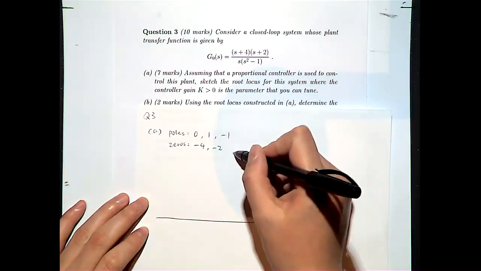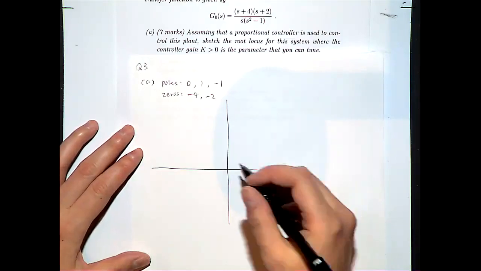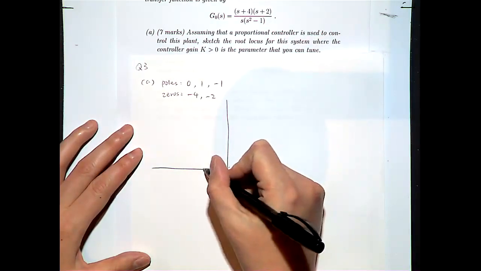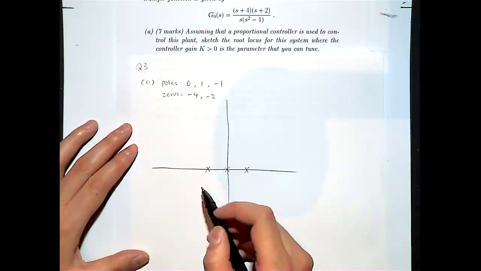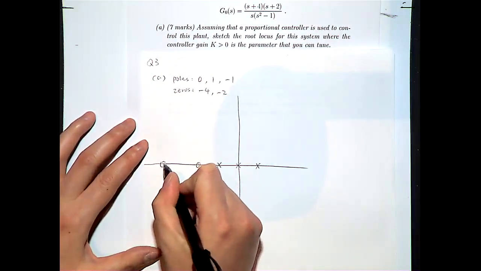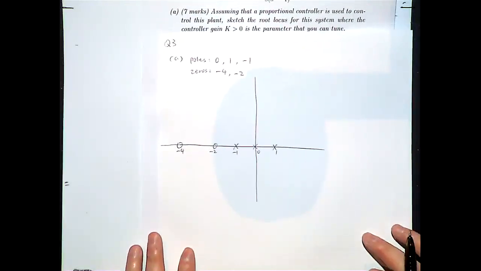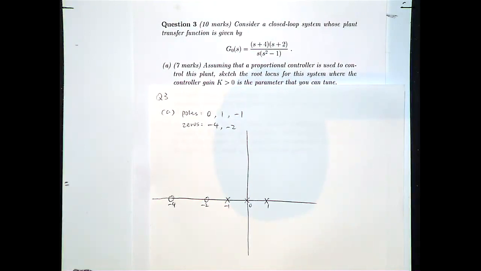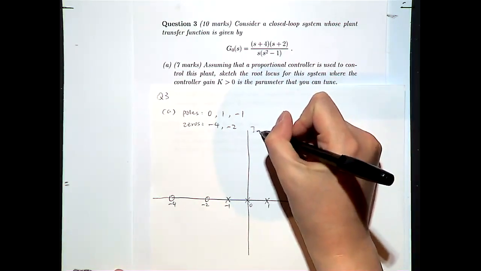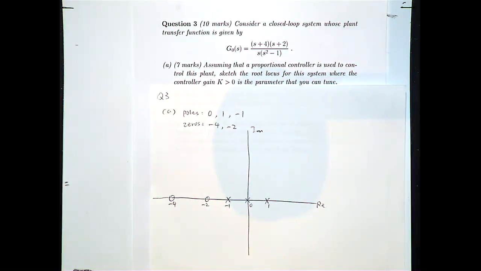So now you draw your root locus and label the poles and your zeros. Right, so this is at negative 4, negative 2, negative 1, 0, and 1. And when you are drawing root locus, you know that there are some parts along the real axis. Well, this is the real axis, right? There are some parts along the real axis that belong to your root locus, right? Where are those segments? How do you determine which part belongs to the root locus along the real axis?